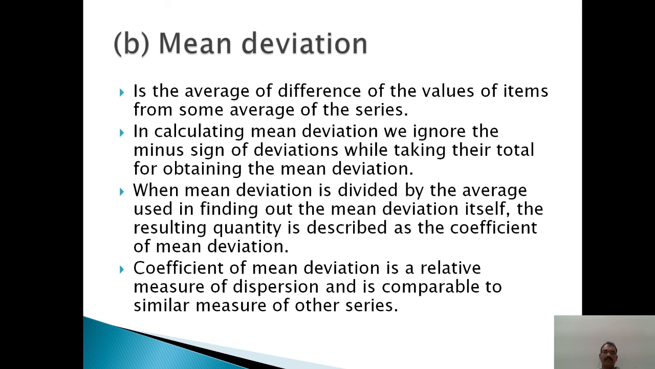When mean deviation is divided by the average used in finding out the mean deviation itself, the resulting quantity is described as the coefficient of mean deviation.